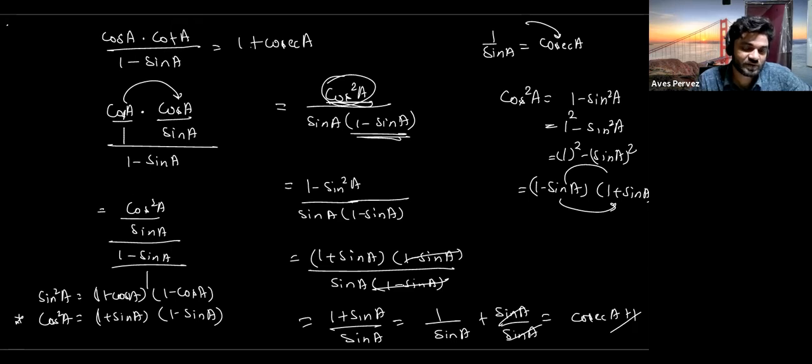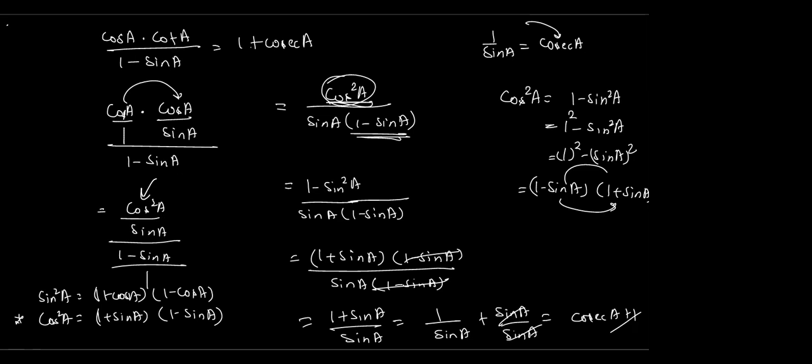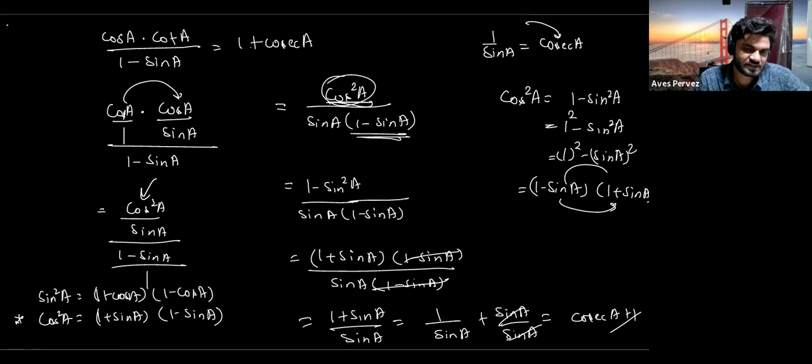Oh, sorry, cos square a upon sin a. When this is multiplied, this is a. So when it's multiplied, you will get cos square a. And when 1 is multiplied with sin, you will get sin a. Got it? Yes, sir.